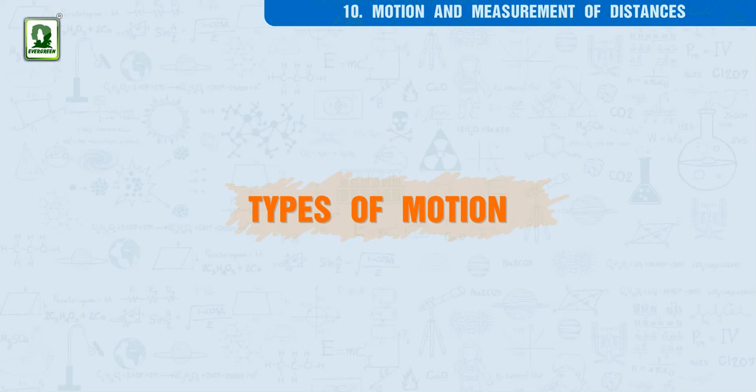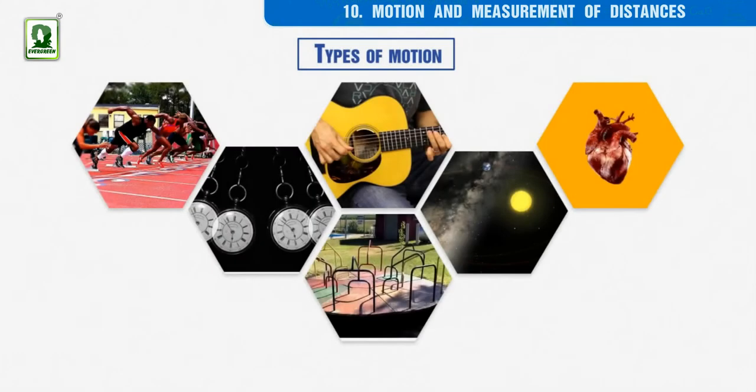Types of motion. There are different types of motion: translatory, oscillatory, vibratory, rotational, periodic, and non-periodic.